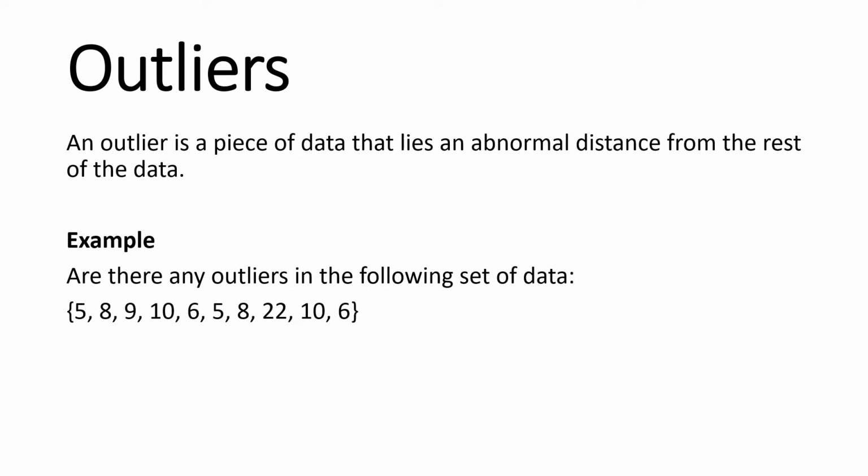When looking at this set of data, we can see that there is one piece of data that is abnormally higher than the rest of the data. So yes, there is an outlier, and it is 22. 22 is considered an outlier of this set of data.